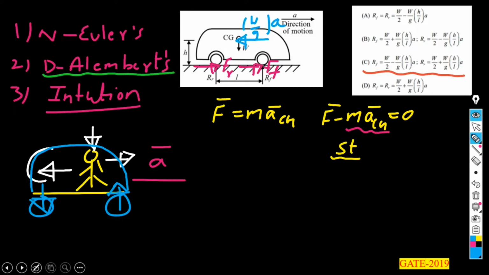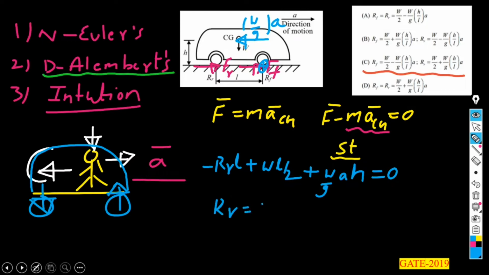Let me take moment about this point. Then moment about this point is equal to minus Rr into L, since it is a moment in the clockwise direction, plus W into L by 2 plus W by g into a into h is equal to 0. Then Rr is equal to W by 2 plus W by g into h by L into a. According to D'Alembert's principle, option C is the right answer.